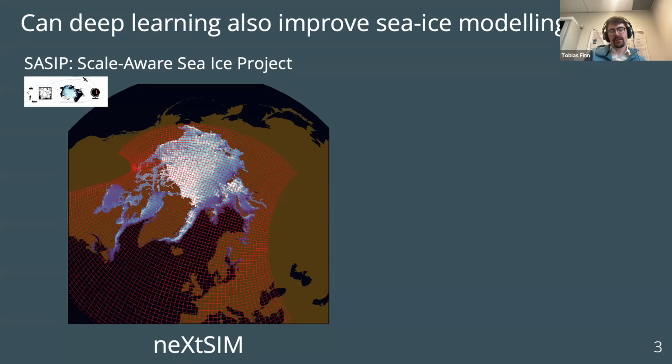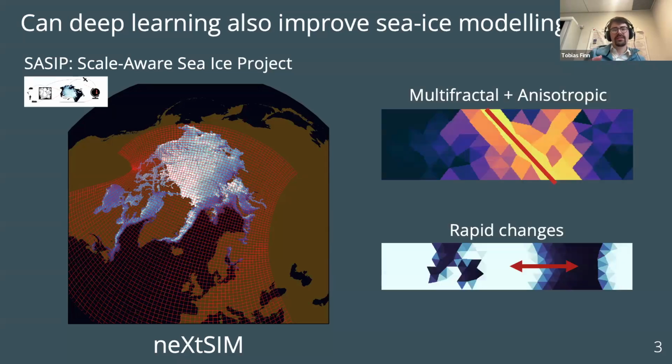It is also built around fundamental processes in sea ice. We know that sea ice is multifractal and anisotropic. So if we have a crack in the ice, this crack will propagate in a specific direction, which means cracks act like linear kinematic features. So they are basically linear.